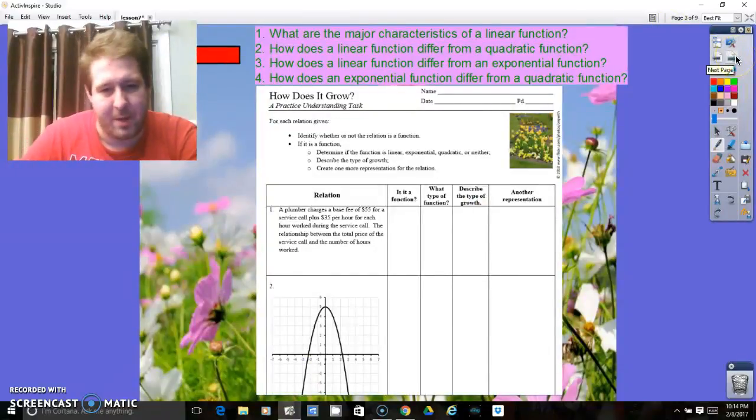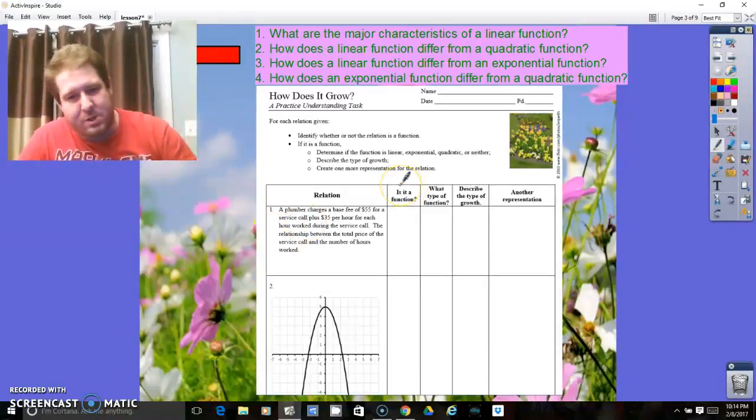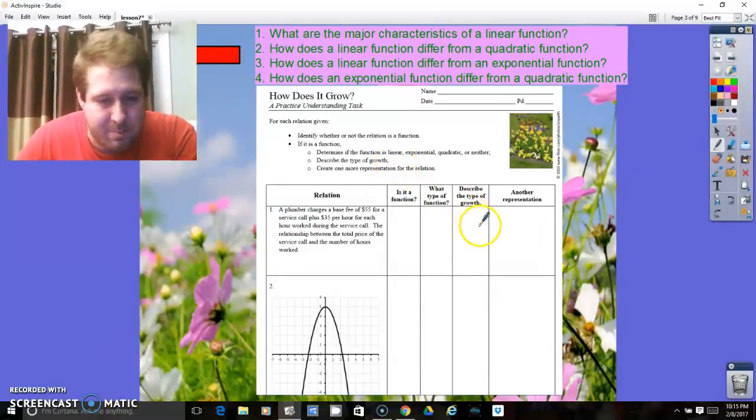We're going to be exploring how things grow. This is basically just a review of everything we have done so far in this topic, Topic 1. We're going to be talking about: is it a function? What type of function is it? What's the growth? And what would another representation be? I'm not going to really focus on that one so much. So let's look at it.